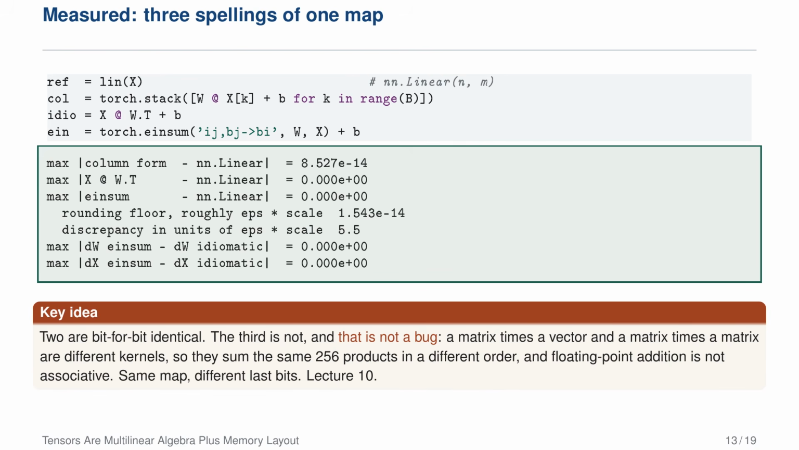The rounding floor here is the unit round-off times the size of the answer, which comes to about 1.5 in 10 to the minus 14. So the discrepancy is about 5.5 of those units. A matrix times a vector and a matrix times a matrix are different library kernels, and they sum the same 256 products in a different order. Addition in floating point is not associative. Same map, same mathematics, different last bits, and lecture 10 is entirely about that.